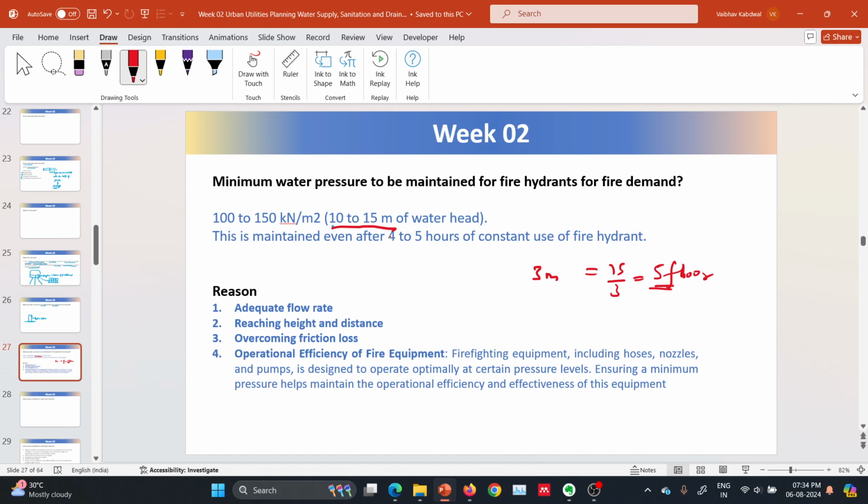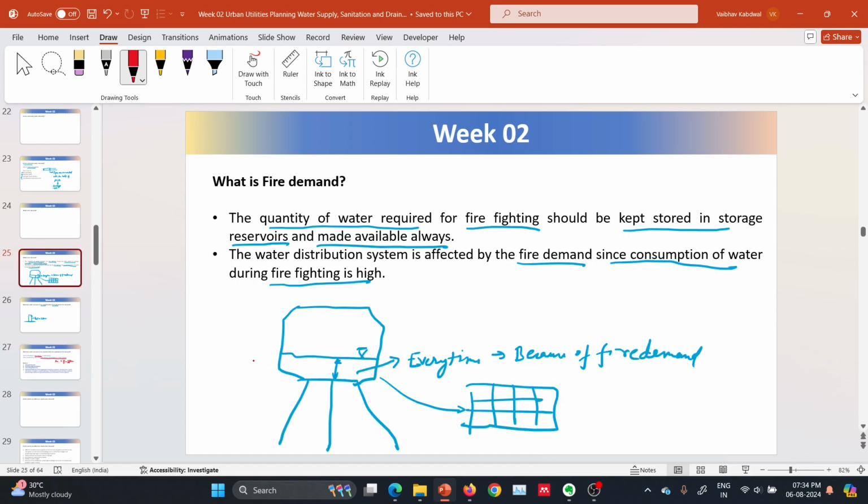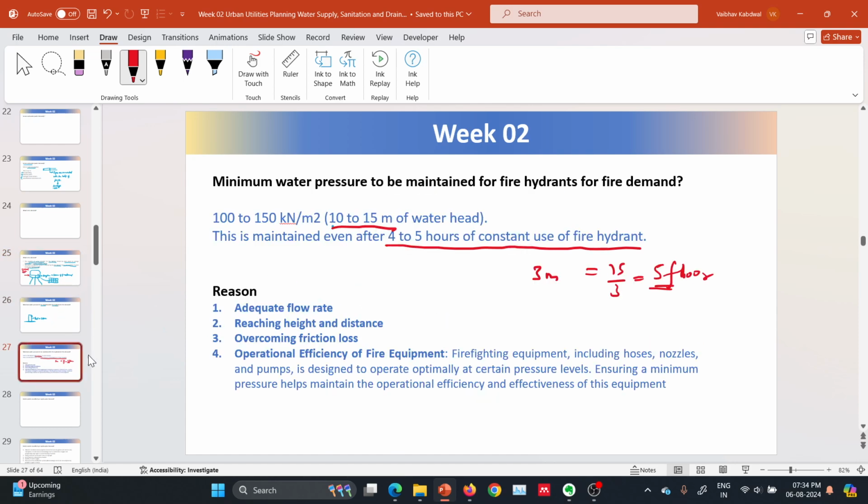This much water pressure should be maintained even after 4 to 5 hours of constant use of the fire hydrant. It means the water here should be sufficient, in this overhead tank. Either it should be at a much larger height, or we need to have a pumping system in the water hydrant. So why is this much head required?